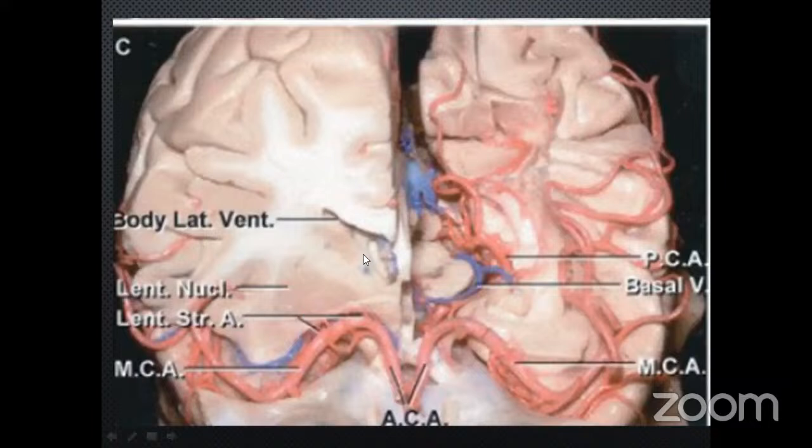So this picture basically is showing the symmetry of the MCAs arising from the internal carotid and going towards the Sylvian fissure. These are the cortical branches. Here, this is the Sylvian point where it takes the sharp turn and becomes the M4.